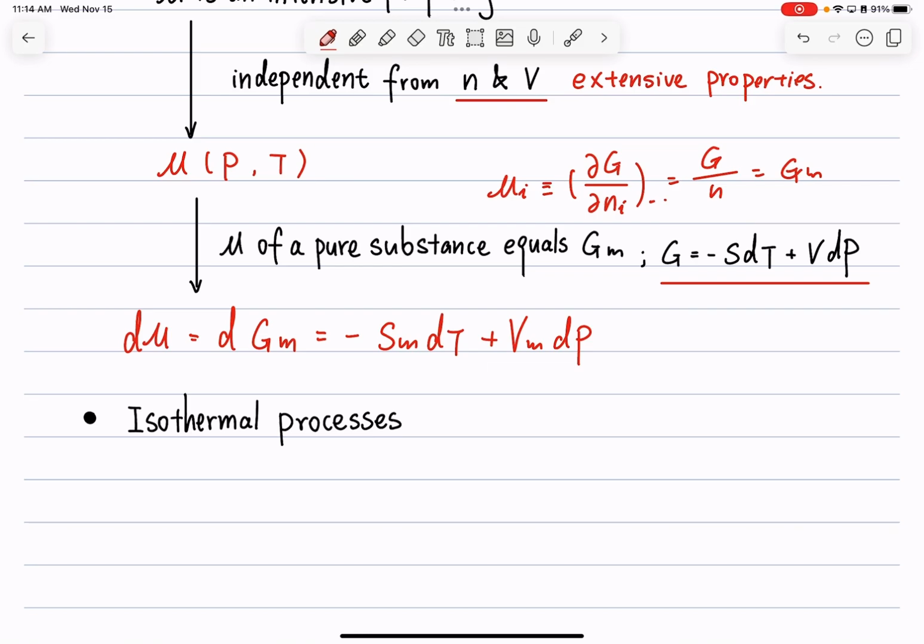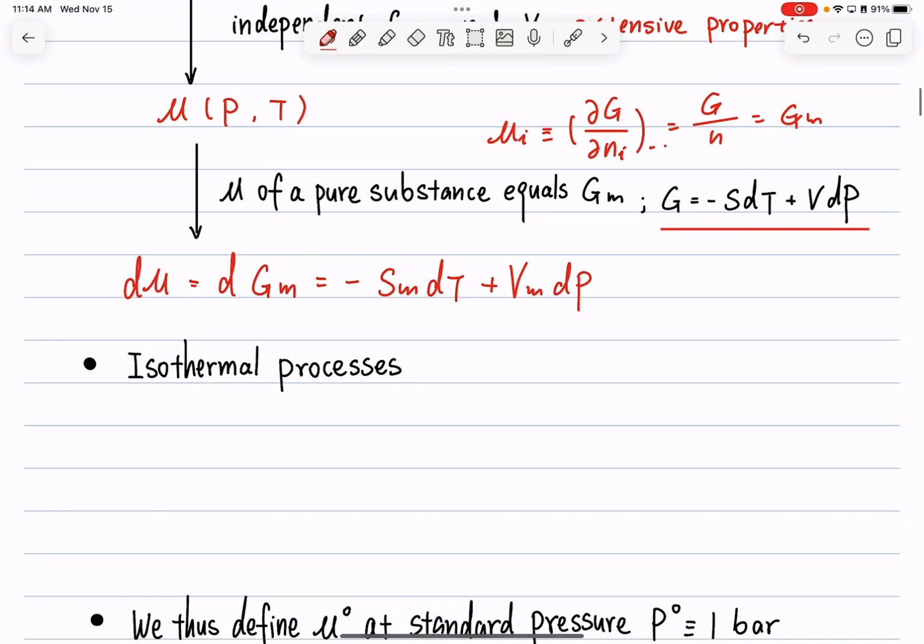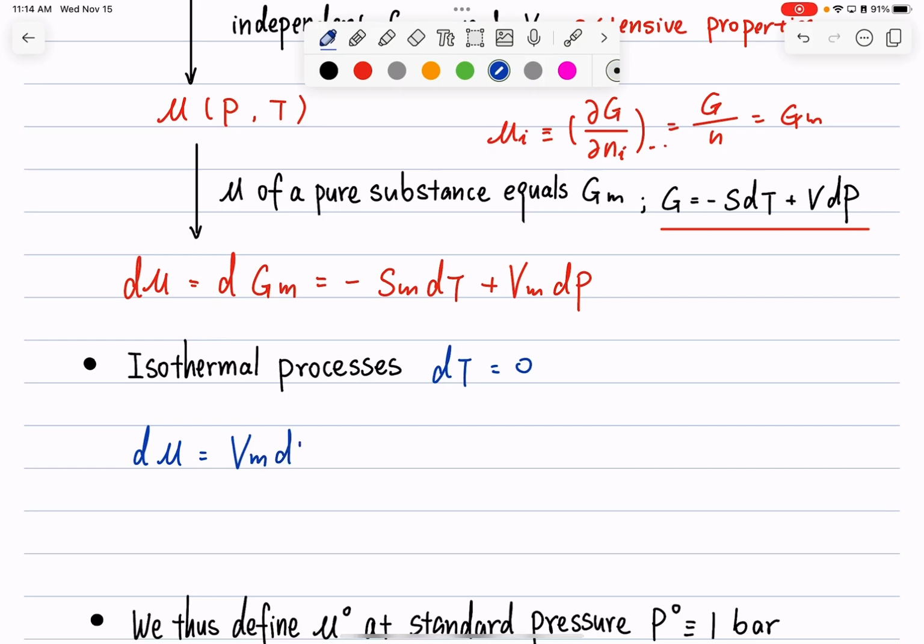I will come back and revisit it. Now, typically, when we're considering the ideal gas process, let's simplify our life a little bit by assuming it is an isothermal process. We can later see if we can drop this limitation. But right now, let's just assume we're talking about an isothermal process. So dT equals 0, and we have the derivative of your chemical potential equals Vm dP.